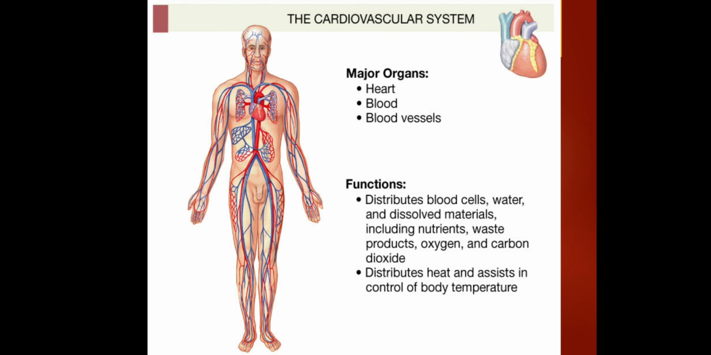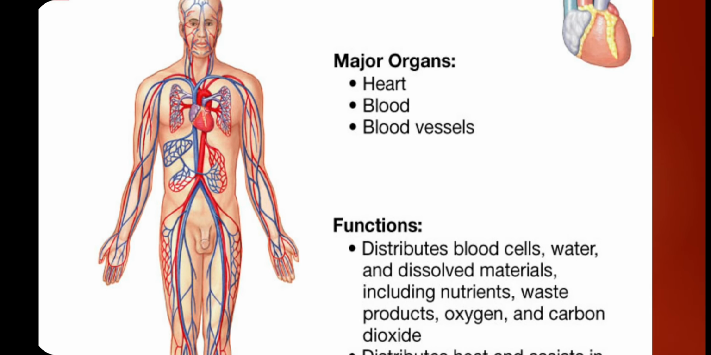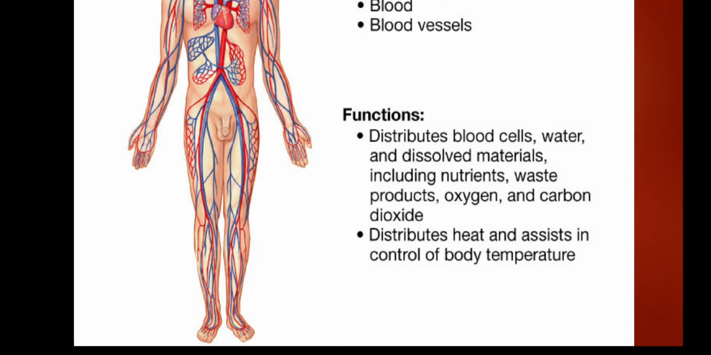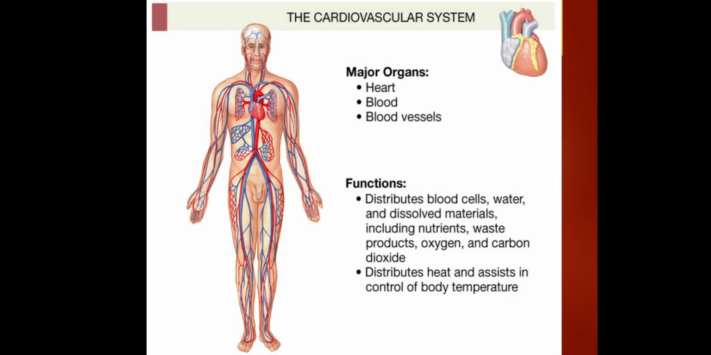Okay, the next system is the cardiovascular system. The major organs in this system are the heart, blood, and blood vessels. As you can see in the picture itself, it shows the circulation of our blood. So what are the major functions of it? It's very easy. It distributes blood cells, water, and dissolved materials, including nutrients, waste products, oxygen, and carbon dioxide. It also distributes heat and assists in control of the body.